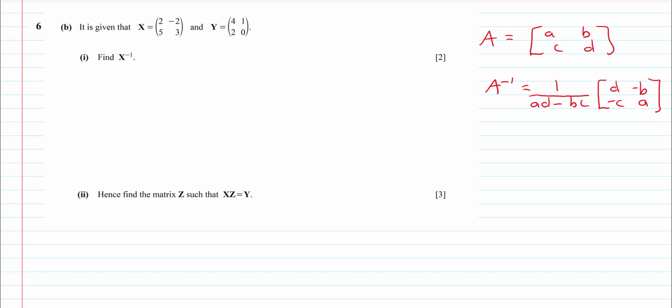For question 6b, part 1, we're given this matrix here, X, and we need to find the inverse of X. Out on the right hand side here, I've written out in red the formula to find the inverse of a 2 by 2 matrix. If we've got that matrix big A, and the elements are a, b, c, and d, then the inverse is 1 over the determinant, which is ad minus bc, and then our matrix is, well, the d and the a swap places, and the b and c swap signs.